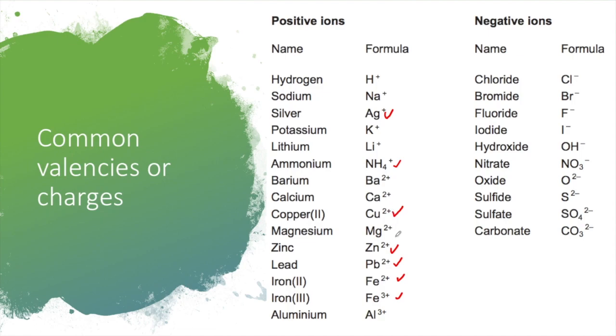You have to take an effort to remember. Magnesium is in group 2, so it's 2+. Aluminium is in group 13, so it's 3+.